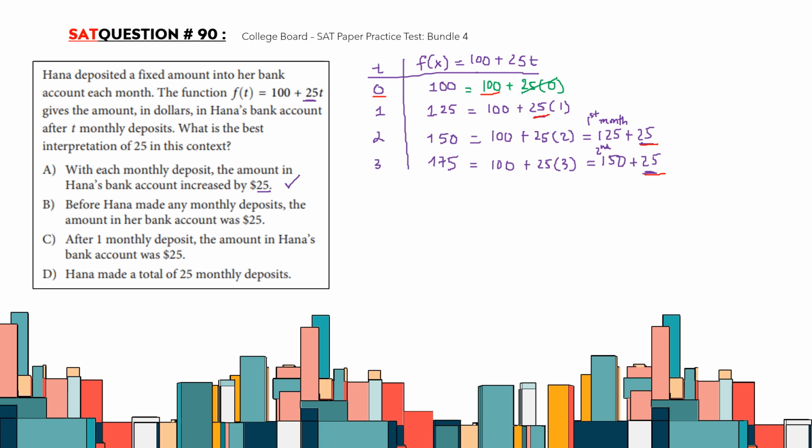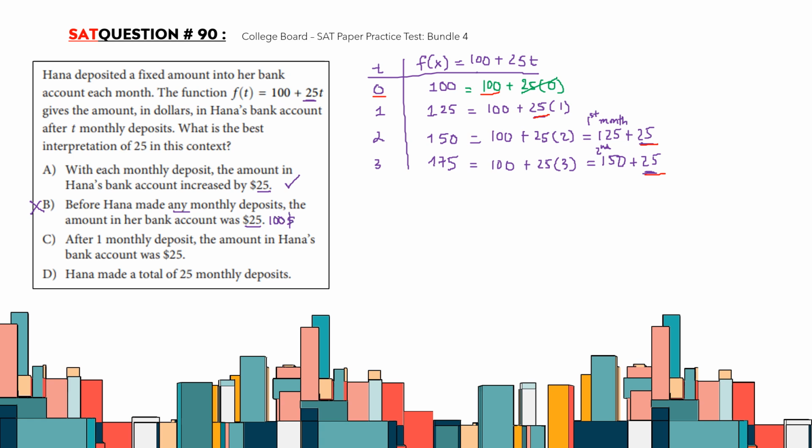Okay, so let's say B: before Hannah makes any monthly deposit, the amount in her bank account was $25. This one is not true. Before any monthly deposit, meaning when t equals 0, she has her principal of 100. So this is the amount she deposited at first. So it's not B, because this one is $100.